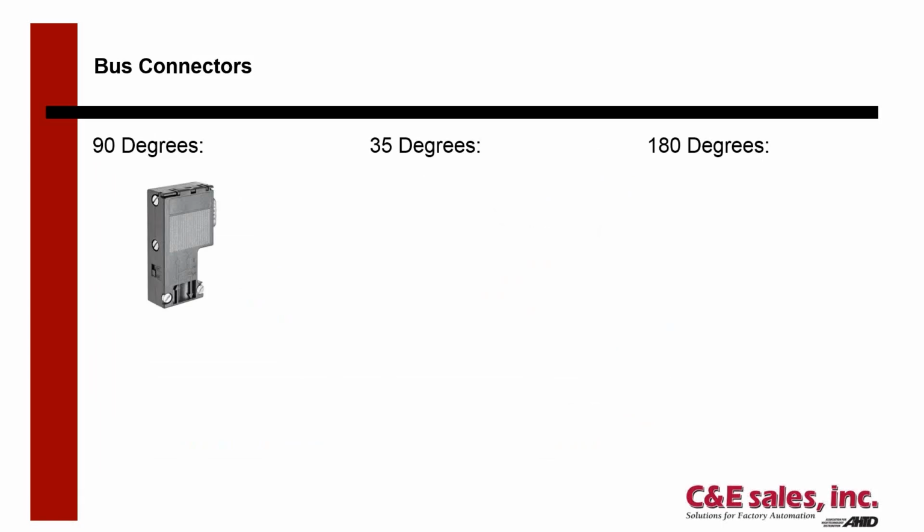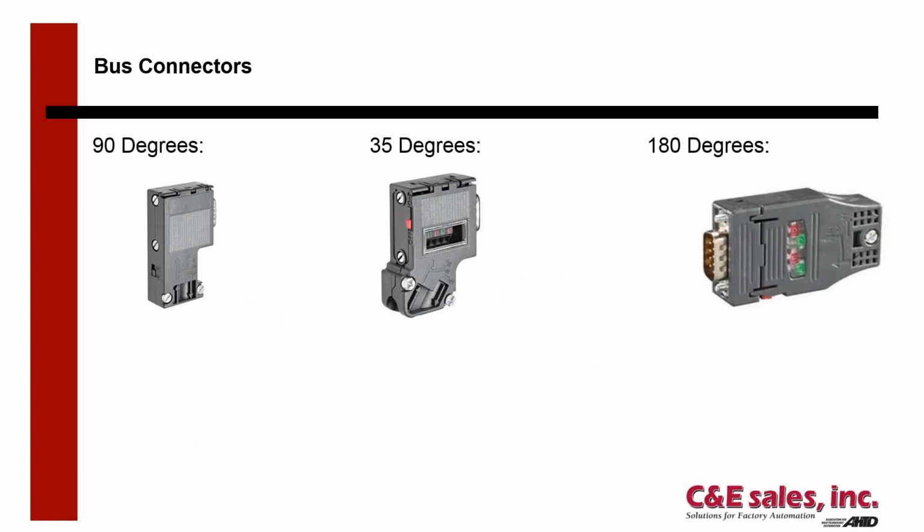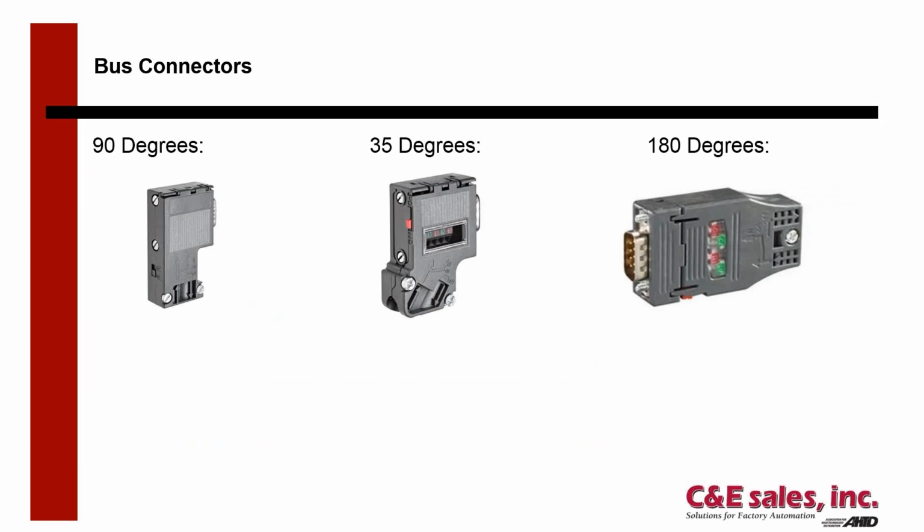All right. So now what we want to talk about are the bus connectors. And the bus connectors, guys, this is where most of the problems with Profibus communication come from. That's where I see most of the issues. So, all kinds of manufacturers make Profibus connectors. I'm going to focus on the Siemens connectors today. They come in 90, 35 degree, and 180 degree options. Here's a 90 degree, here's a 35 degree, and here's an example of a 180 degree connector.